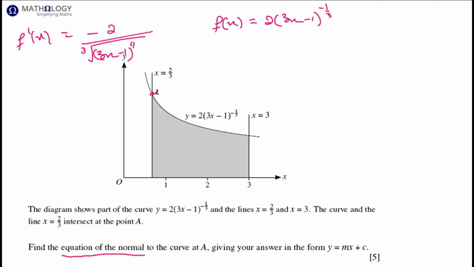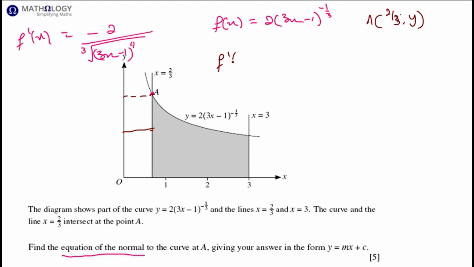Now, at point A, the x-coordinate of A is 2/3. Every single point on the line x equals 2/3 has got an x-coordinate of 2/3. What differs is the y-coordinate of every point that lies on that vertical line. So A is the point (2/3, y). We're not going to worry about A's y-coordinate just yet. We just simply now want to find the value of f prime 2/3, in other words, the value of the gradient of the tangent to the curve at A.